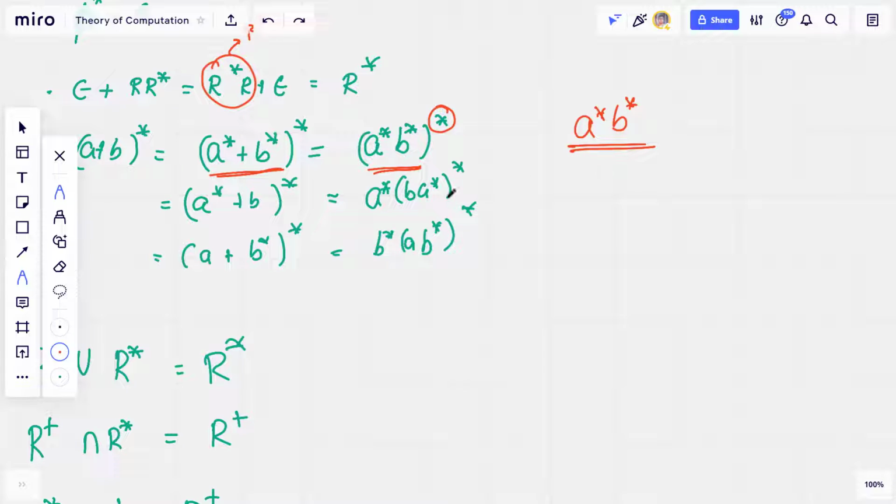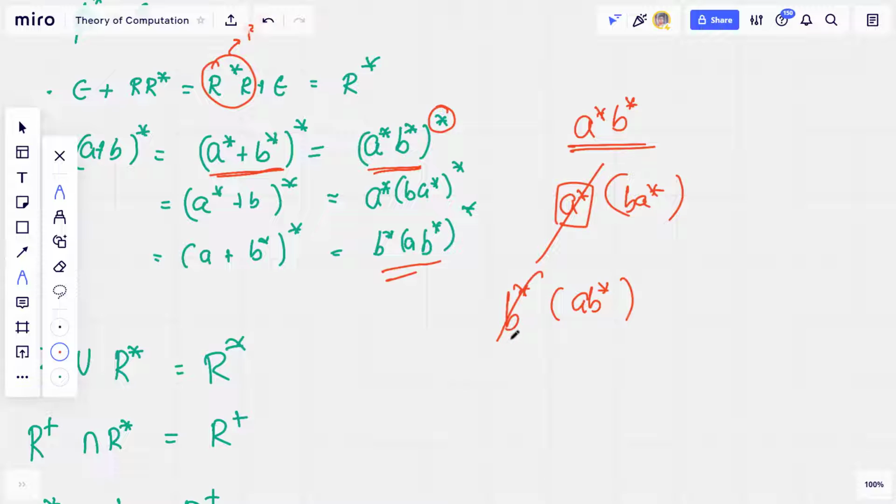Right? On the same grounds, this is a star b a star. So this is actually a star into any number of times b a star. So the idea will be, if you want to start with a, don't take this as epsilon. If you want to start with b, take this as epsilon. Right. On the same grounds, this is also true. This is b star into any number of times a b star. If you want to start with a, take this as epsilon. And if you want to start with b, don't take it as epsilon. Simple, right? So they all represent the same thing.